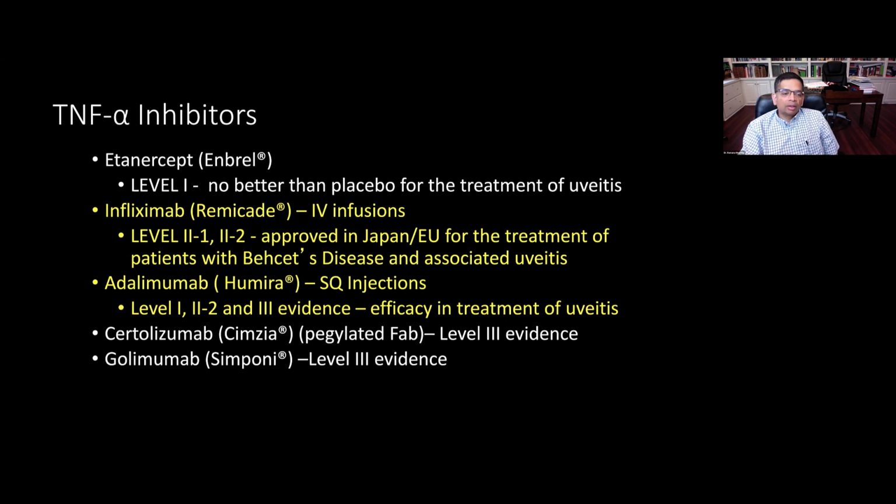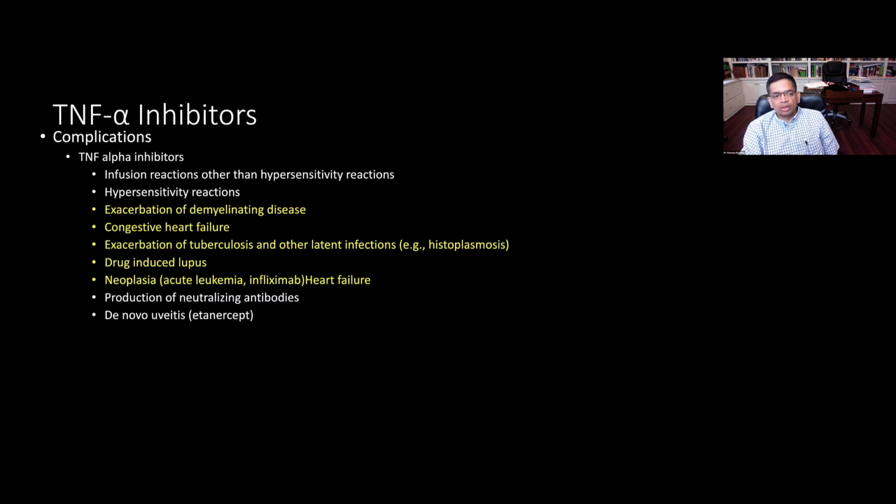For infliximab, there's level 2 evidence, and there's strong evidence for use in explosive onset Behçet disease. Adalimumab now has level 1 evidence for the treatment and efficacy of non-infectious intermediate, posterior, and panuveitis. There is evidence for some of these other ones, but it's weak. Certolizumab and golimumab are not agents that we typically use for the treatment of uveitis. They may be used for other autoimmune diseases.